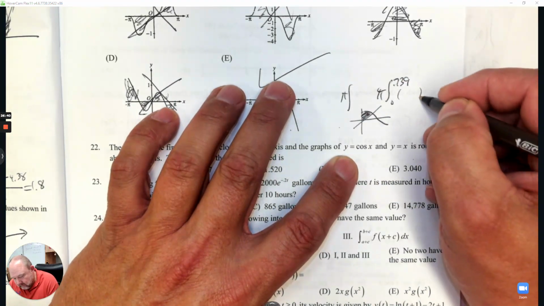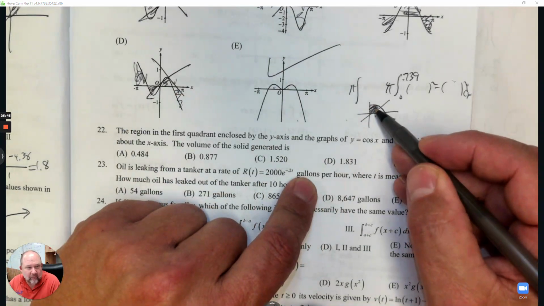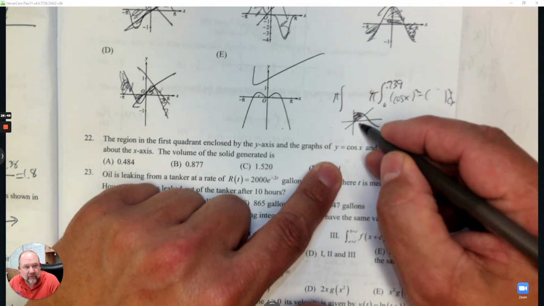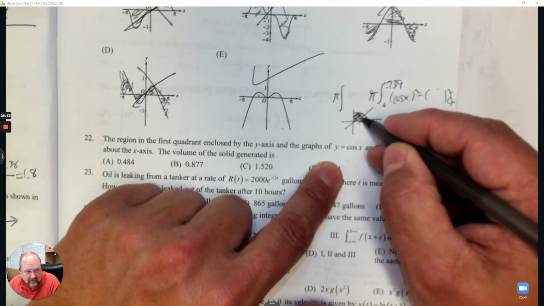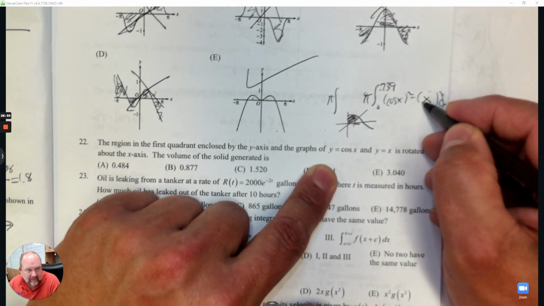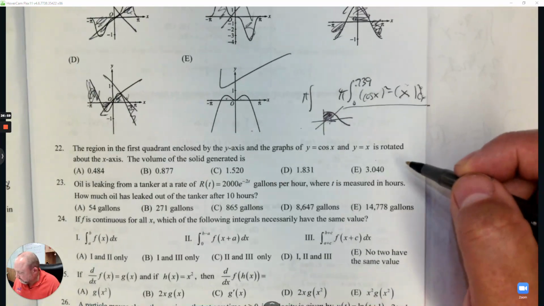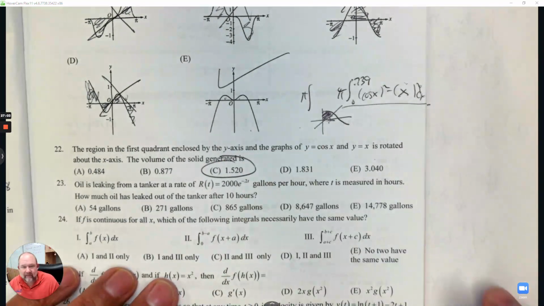There's 2 radii here. So what's above and what's below? So above is cosine, and that would be subtract 0, what you're revolving around, and then below the smaller radius is the line, subtract 0, which is just x, and then type that in your calculator. And if you type that in your calculator, you get 1.520.